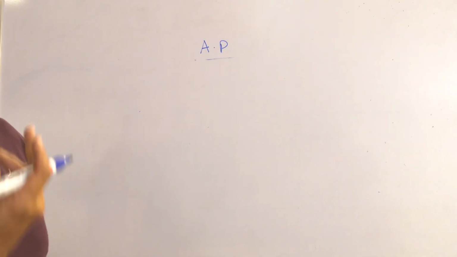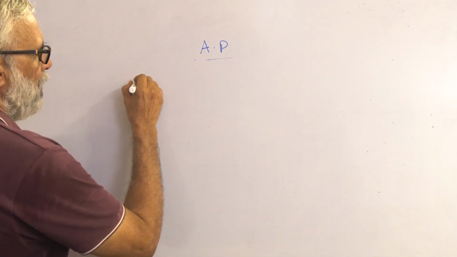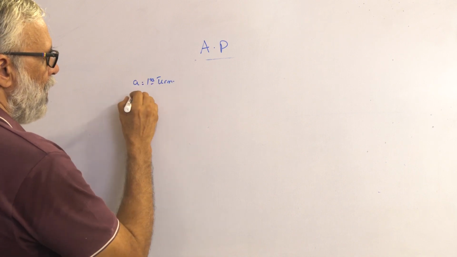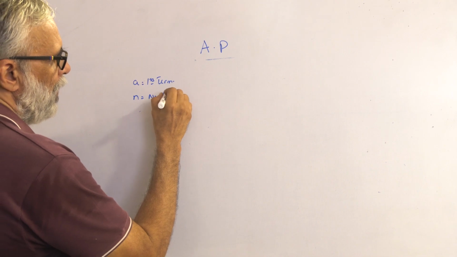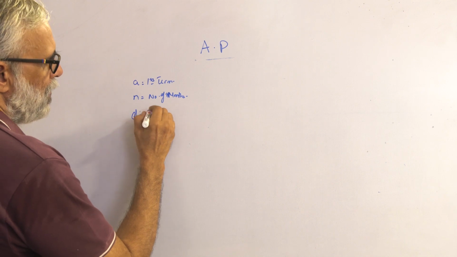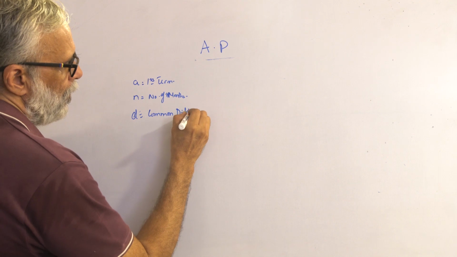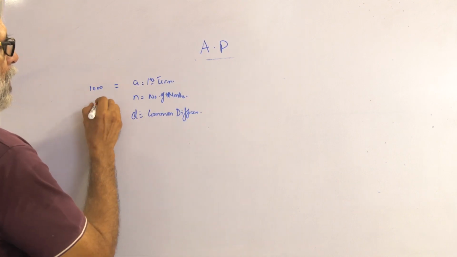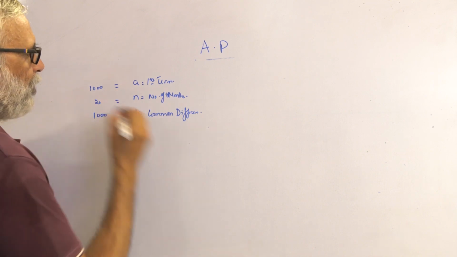Now, to generalize, you would have all gone through this in school, where A is the first term, N is the number of months or terms, and D is the common difference. In this problem, A is 1000, number of months is 20, and the difference is again 1000 rupees.